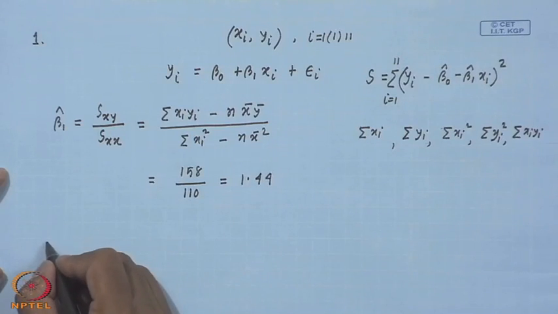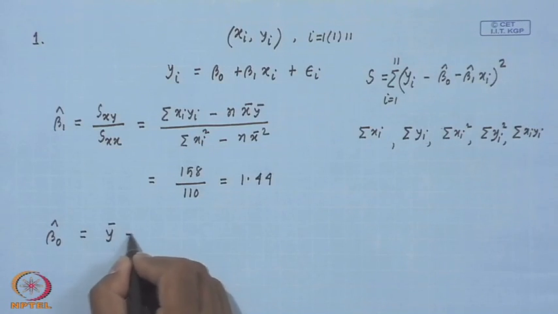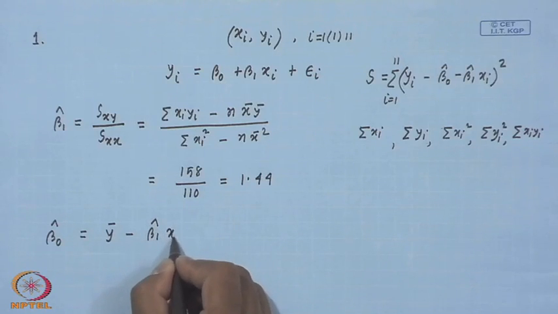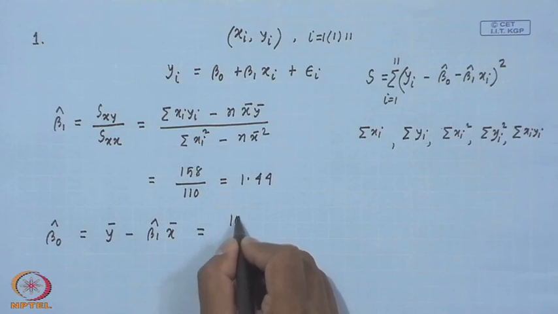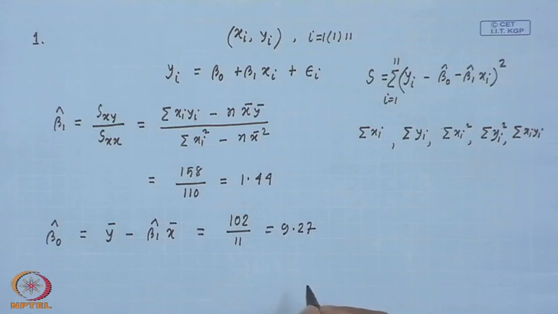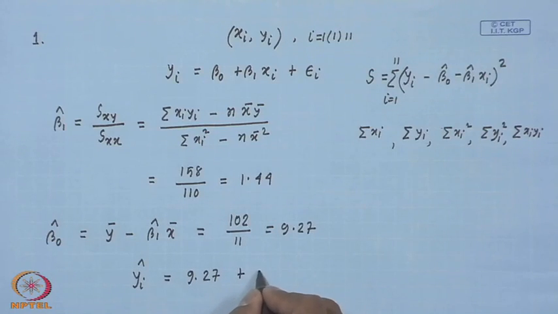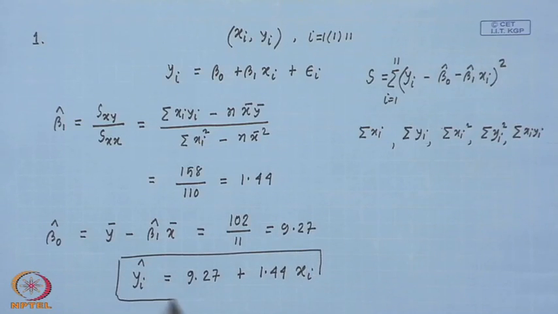Okay. And beta naught hat is equal to y bar minus beta 1 hat x bar, and you can check that this is 102 by 11, that is 9.27. So, we are done with the first problem. So, the fitted equation is y i hat is equal to 9.27 plus 1.44 x i. So, this is the fitted model for the given problem.